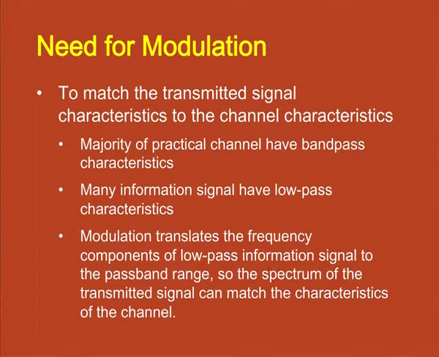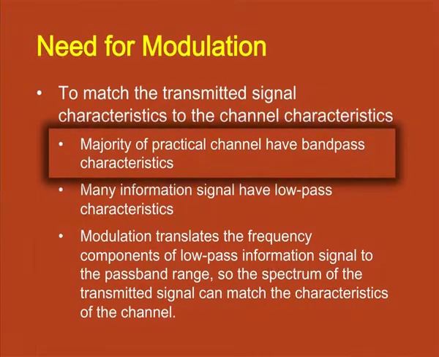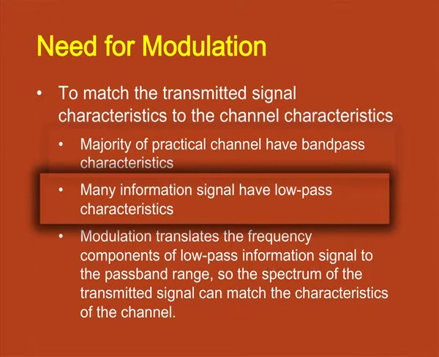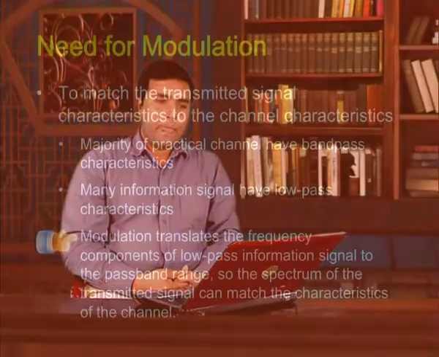The third and another important aspect of modulation is that it allows us to match the characteristics of the transmitted signal to the characteristics of the channel. Typically, if you look at any communication channel, most of the channels have band pass characteristics, whereas most of the information sources have low pass characteristics. So, if we want to communicate information signals directly onto the channels, they will suffer a huge amount of attenuation, and the amount of power required for transmission will be very high.